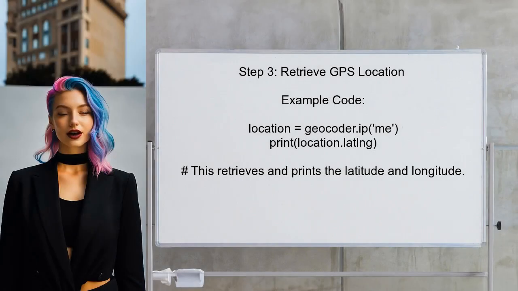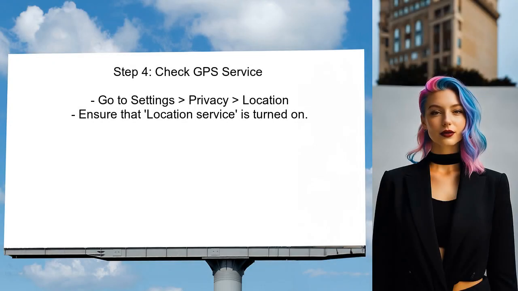Now, the user can retrieve the GPS location. They should use the geocoder library to get the location based on the user's current GPS data. Finally, the user should ensure that the GPS service is enabled on their Windows device. They can check this in the settings under Privacy and Location.